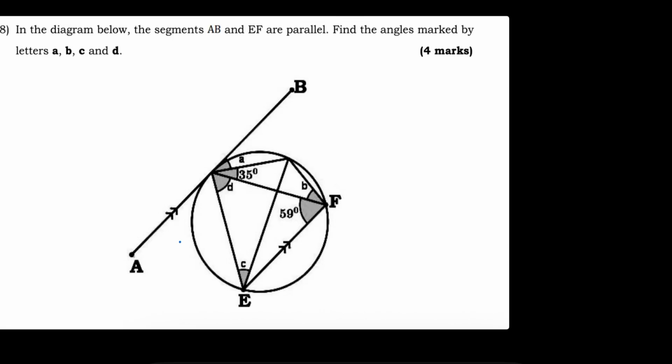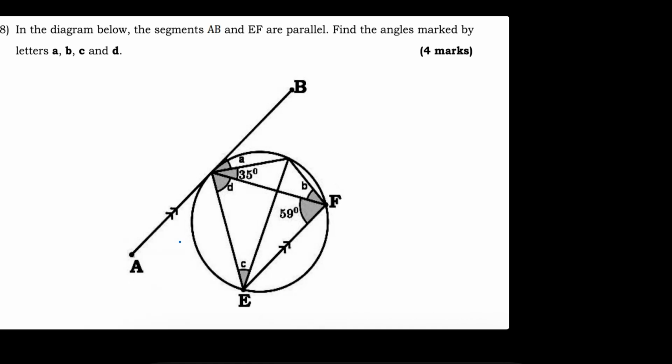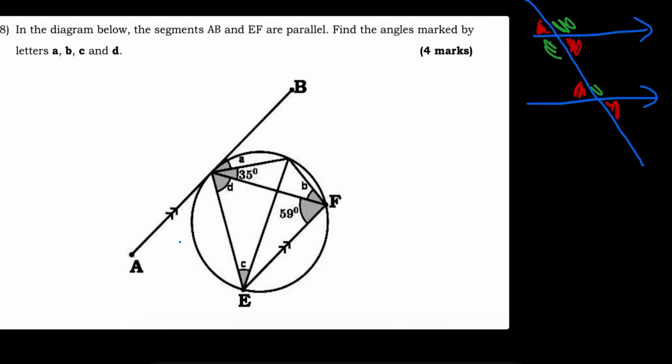Okay, now we have a geometry question. So let's begin with some revision. First, let's revise parallel lines. If we have two parallel lines and a transversal line, then this angle here in red will also be here, and here, and here. And this angle in green will be here, and this angle in green will be here.